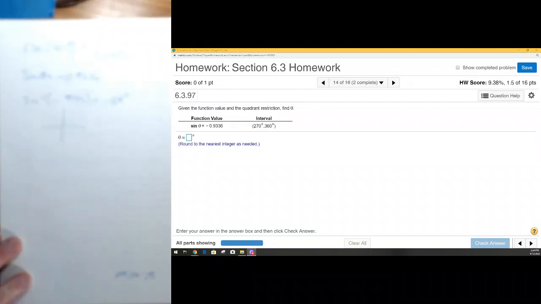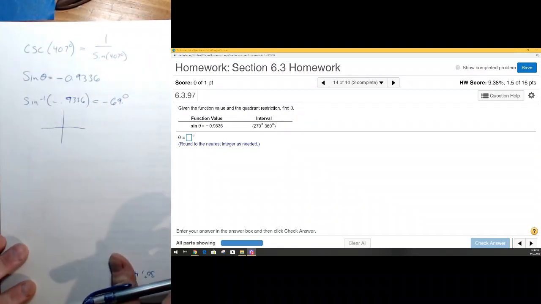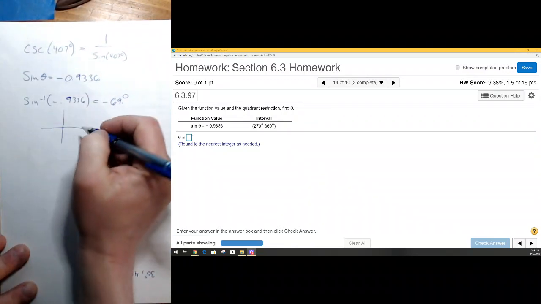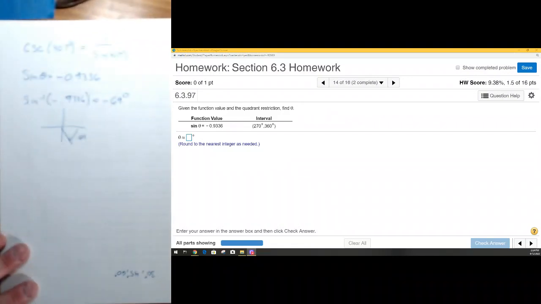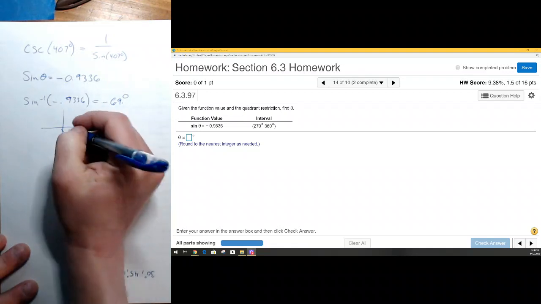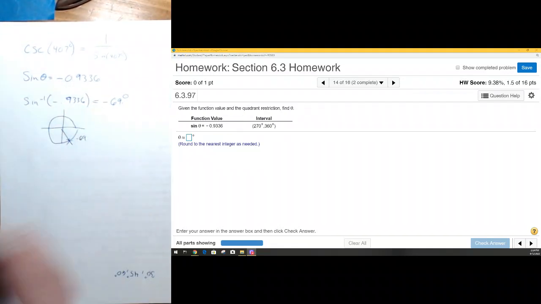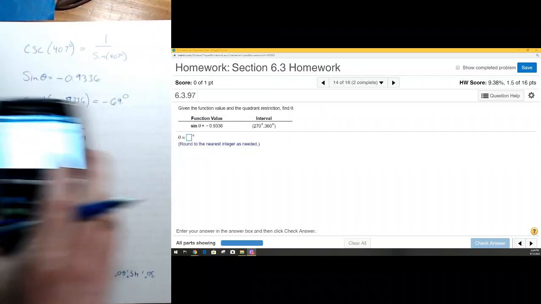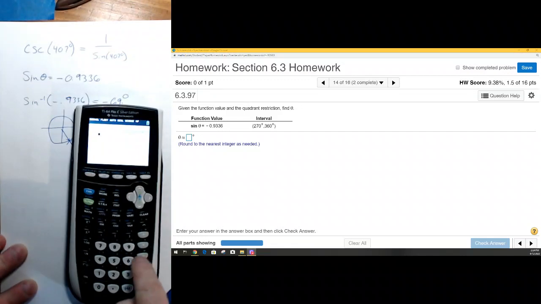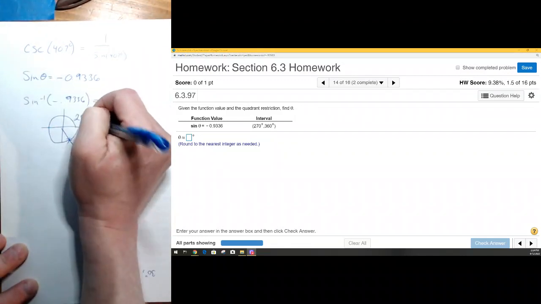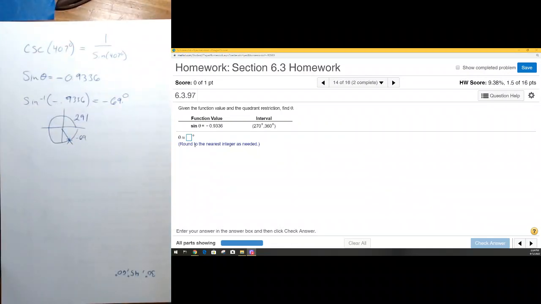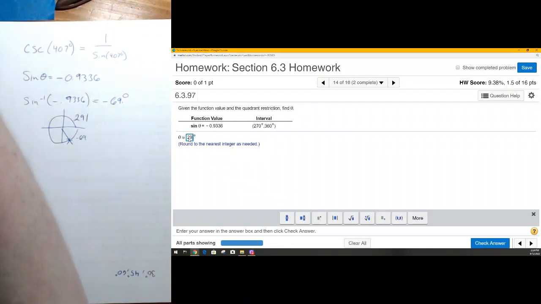Now, we can't type in negative 69 degrees. We have to use a positive value. So I want to figure out what this is. So I'm going to do 360 minus 69. I'm going to get 291. And that should be my answer for this problem.